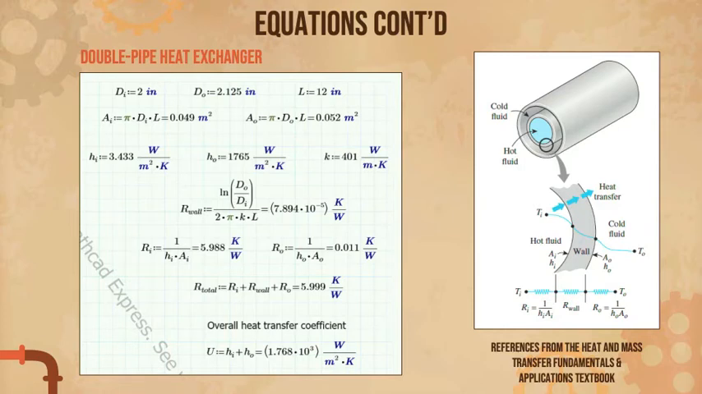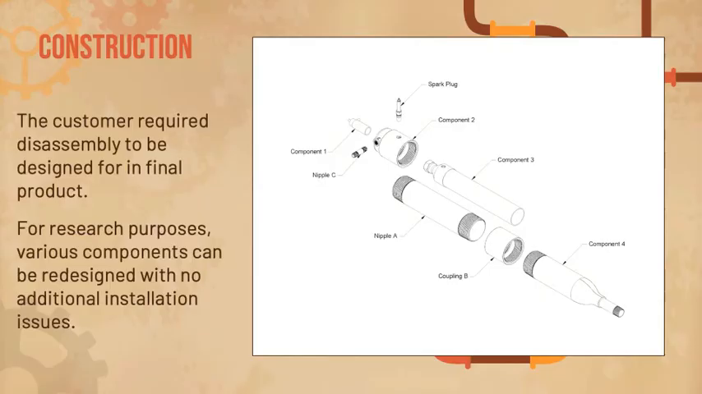And as for the heat transfer coefficients, we solved hi equal to 3.433 watts per meter squared Kelvin and ho equal to 1,765 watts per meter squared Kelvin. With these values, we were able to solve the thermal resistance equal to 5.999 Kelvin per watt and the overall heat transfer coefficient equal to 1.768 times 10 to the power of 3 watts per meter squared Kelvin.